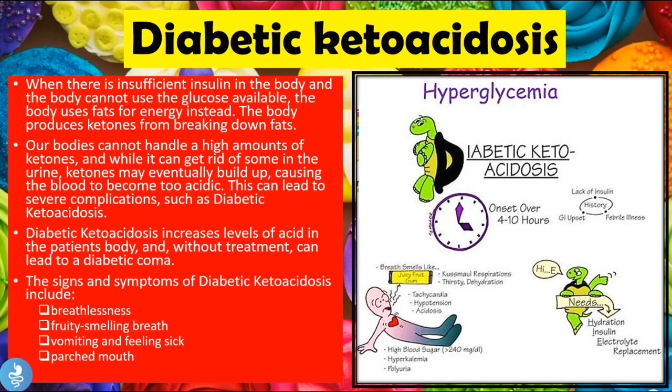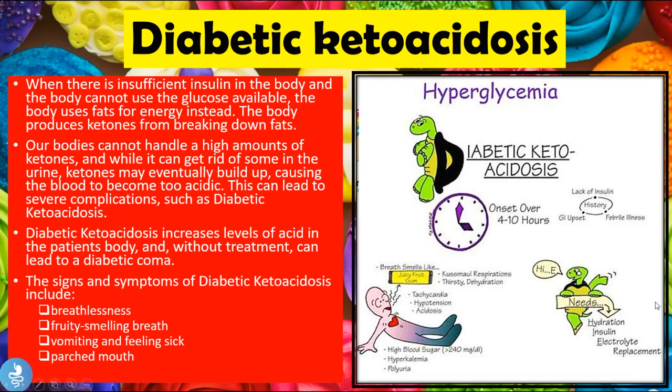Our bodies cannot handle high amounts of ketones, and while it can get rid of some of the ketones in the urine, ketones may eventually build up, causing the blood to become too acidic. This can lead to severe complications such as diabetic ketoacidosis. Diabetic ketoacidosis increases the level of acid in the patient's body, and without treatment can lead to a diabetic coma. Some of the signs and symptoms of diabetic ketoacidosis include breathlessness, fruity smelling breath, vomiting and feeling sick, and suffering from a parched mouth.